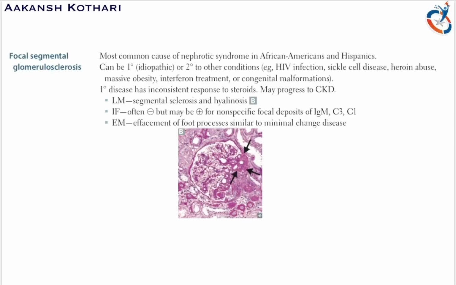Okay, it is the most common cause of nephrotic syndrome in African Americans and Hispanics. These demographics help us in identification of a clinical case. It is majorly idiopathic or can be secondary to other conditions in which the immunity decreases. So what are the various conditions in which the immunity decreases? It is HIV infection, sickle cell disease, heroin abuse, this is very important, massive obesity, interferon treatment, or congenital malformations. The primary disease has inconsistent response to steroids.